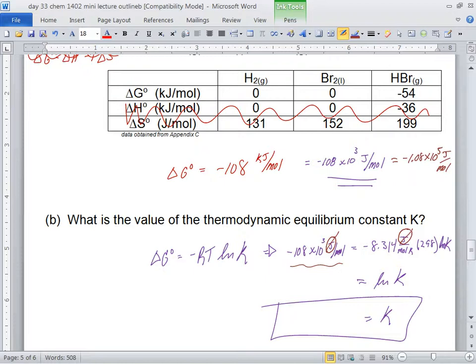So I ended up with like a 43.59 has to equal the natural log of K. Well, the negatives cancel. Right? Because I've got a negative 108 has to equal a negative 8.314, because the equation is delta G0 equals negative RT. So my negatives are going to end up canceling out.